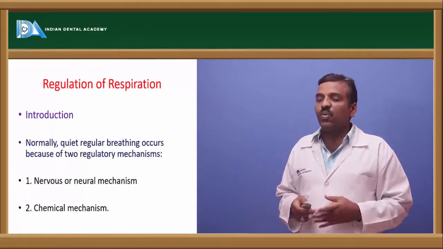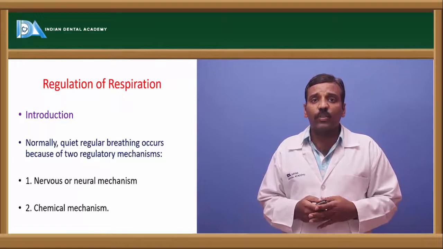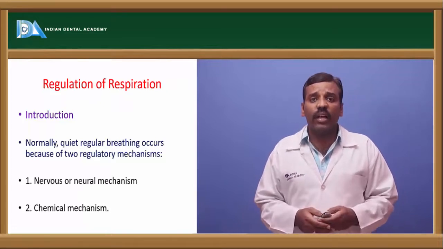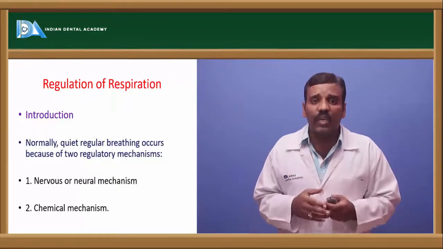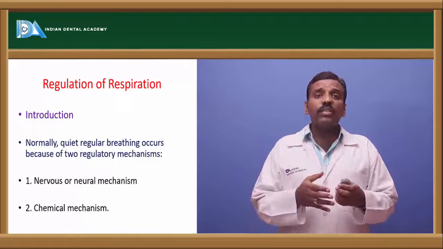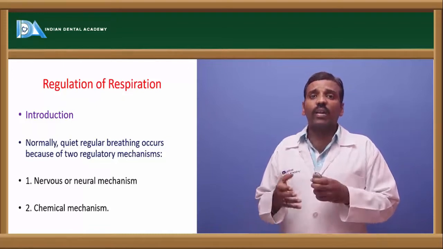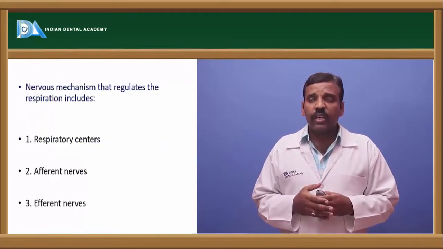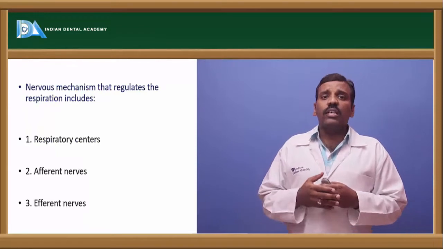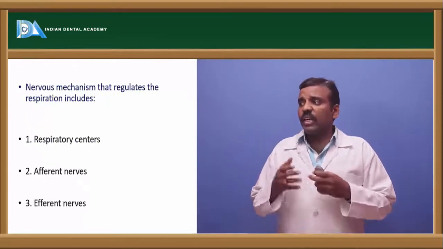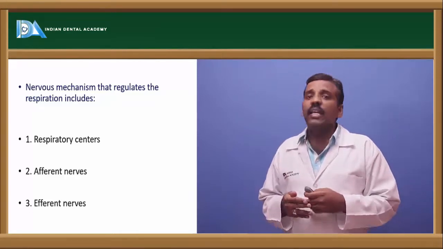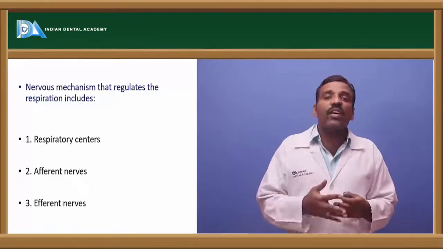Okay, and next, if you see the regulation of respiration, how the respiration is regulated. The regulation of respiration is normally by two ways. One is the nervous or neural mechanism and the other is the chemical mechanism. First, come to the nervous or neural mechanism. In the neural mechanism, it is by the respiratory centers, afferent nerves and efferent nerves.